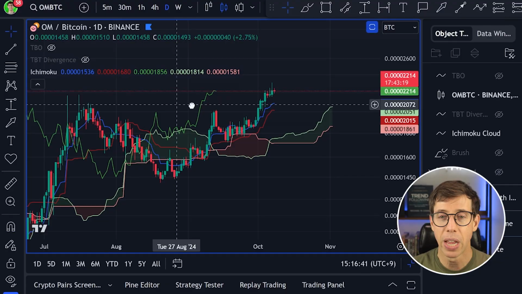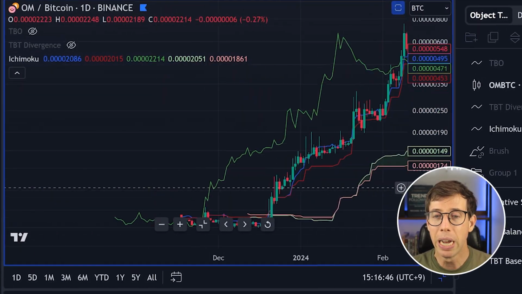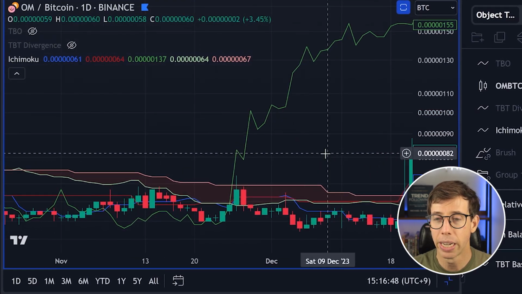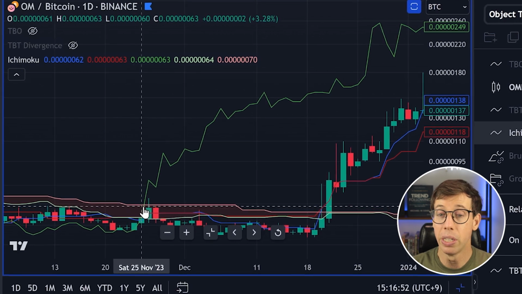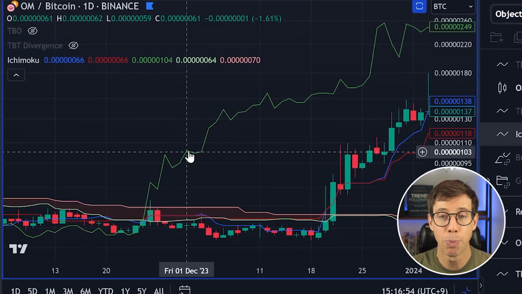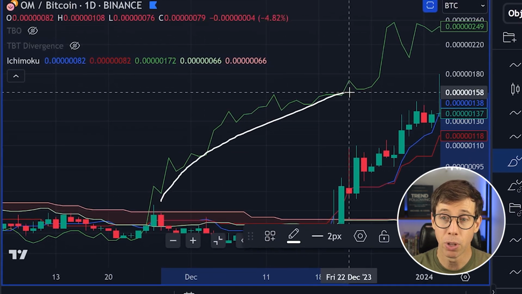Even if we have these momentary pullbacks, as long as the lagging span, or I believe it's called the Chikou, is above the price, we're golden, we're good. Now let's verify that by looking at the history of this chart on the daily time frame. So when we have an incredibly strong breakout, like we saw back here for Ohm, back here in late December, we saw the Chikou, the lagging span, shoot way above and stay above for a long time. Note that the trajectory of this lagging span is up for the most part. Things are looking really bullish and strong for this chart.